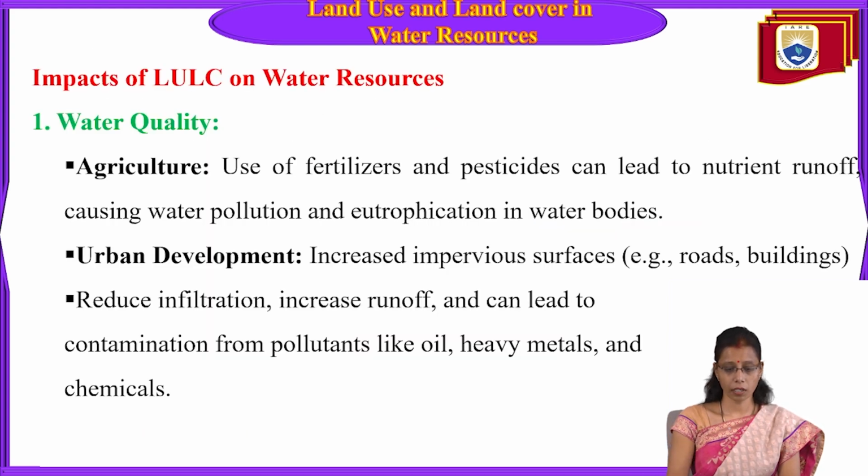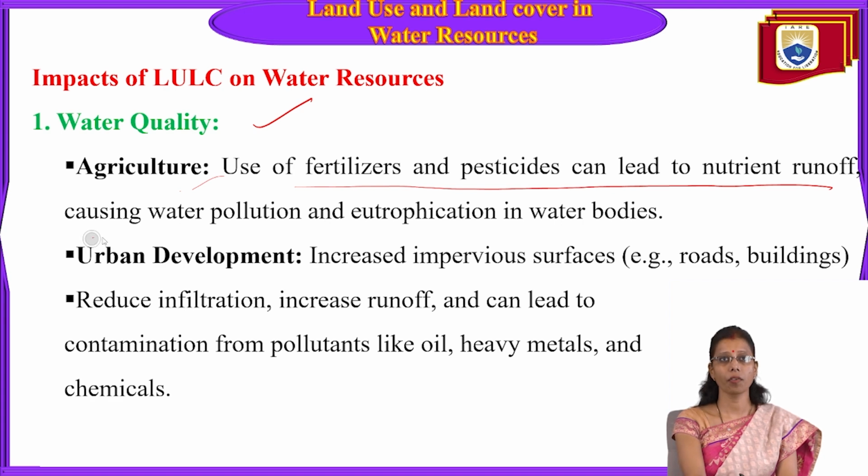Okay. Now, impacts of land use and land cover on water resources. What are the different impacts we'll get to know on the water resource? Now if you talk about the impacts, water quality. When land use and land cover impacts water quality, when you go with agriculture, the use of fertilizers and pesticides can lead to nutrient runoff, causing water pollution and eutrophication in the water bodies. So when you use fertilizers and pesticides, and if you use the soil and nutrients in the fields, what will happen due to runoff?